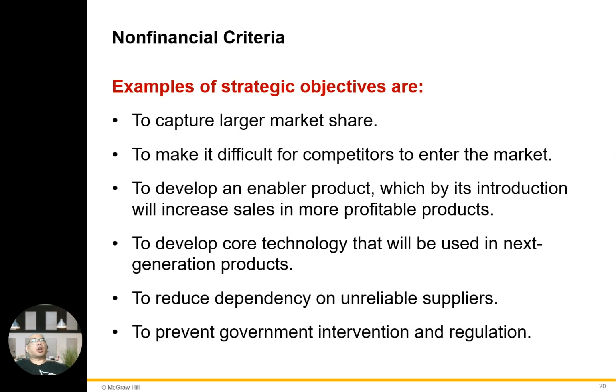Alright, let's continue on the non-financial criteria. What are the non-financial criteria? Number one is to capture larger market share. Number two, make it difficult for companies to enter the market. Number three, develop an enabler product, which by its production will increase sales of more profitable products. Number four, develop a strategy that will be used in the next generation of products. Five, reduce dependency on unreliable suppliers. And then finally, prevent government intervention and regulation. These are the non-financial criteria examples.